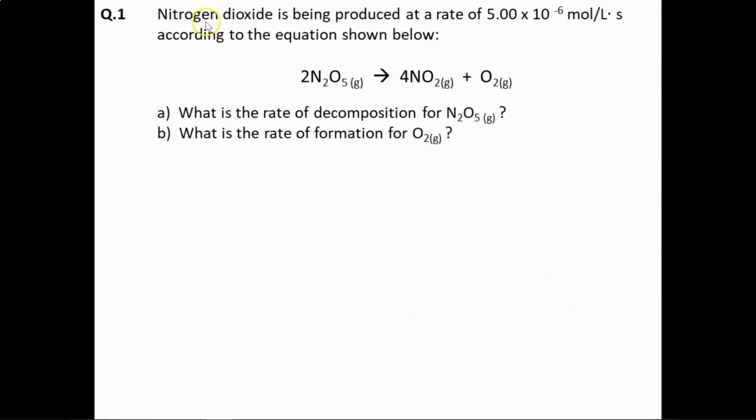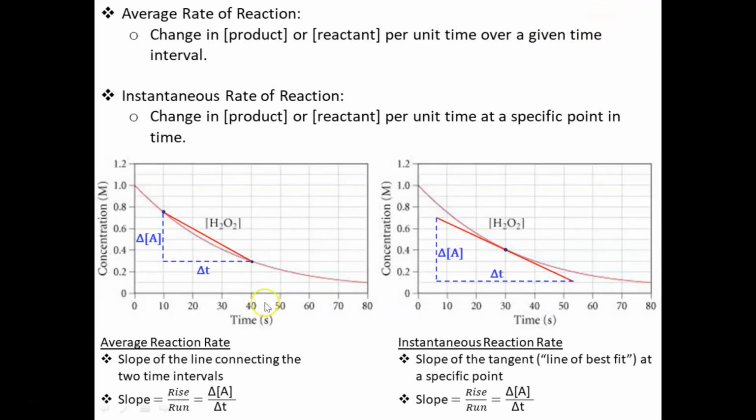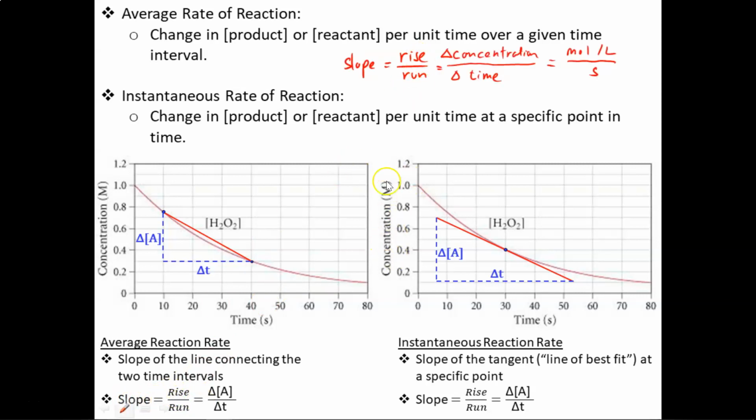Alright, so let's do a sample question. Nitrogen dioxide is being produced at a rate of 5 times 10 to the power negative 6 moles per liter second. But what does mole per liter second mean? Well, if you recall, slope is equal to rise over run. In this case, rise is the concentration measured in moles per liter, while run is the time measured in seconds. We can then write that as moles per liter divided by seconds, or if you want, seconds over 1. And when we divide fractions, we multiply by the reciprocal, so it becomes moles per liter times 1 over second, which gives us moles per liter second, or if I want to write it all in one line, mole times liter to the power negative 1, seconds to the power negative 1.